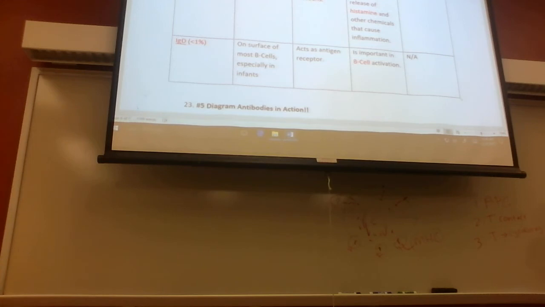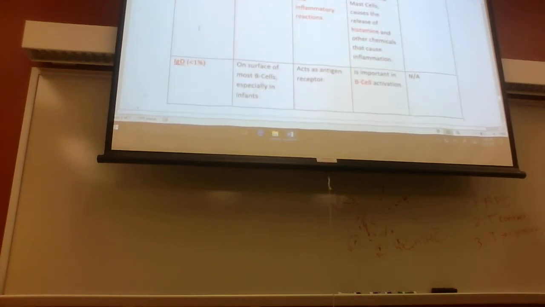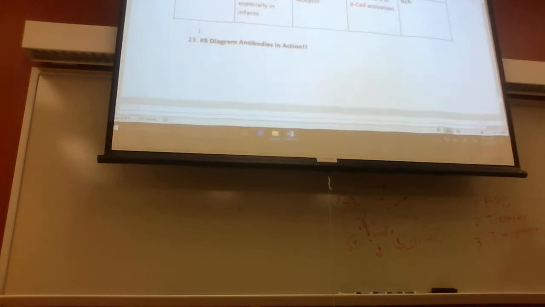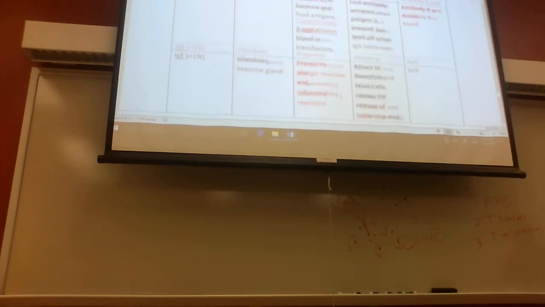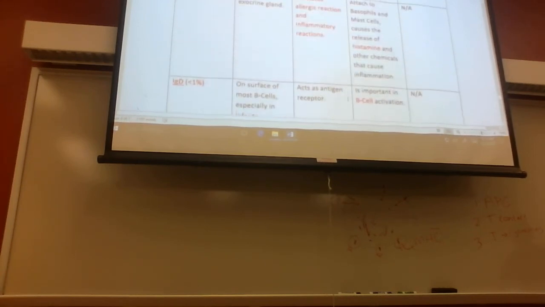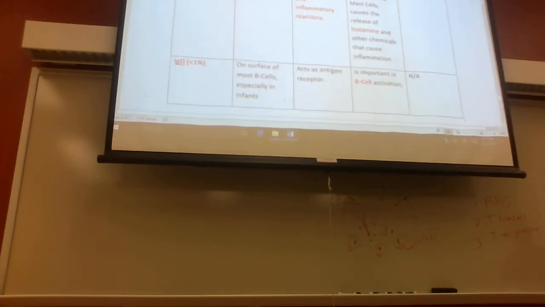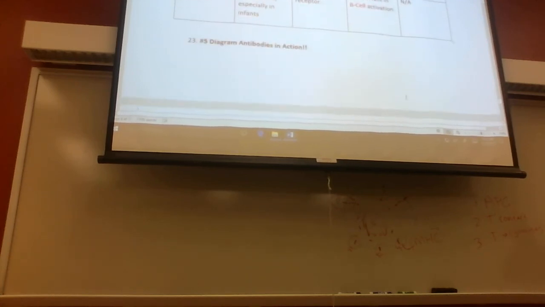IgD activates B cells. There's no IgB, so I guess that's D and B, like when you're a kid, you got them backwards all the time. I'm trying to think of ways to remember these. Just do the odd one out with that one and try to remember the other ones too. Unfortunately, it has the smallest box too, so it's like, okay. So now we're going to move on to the antibodies in action.